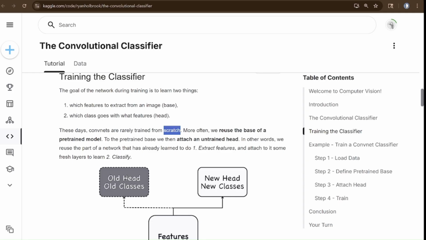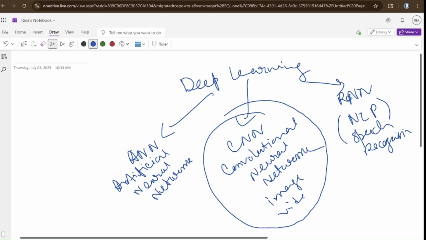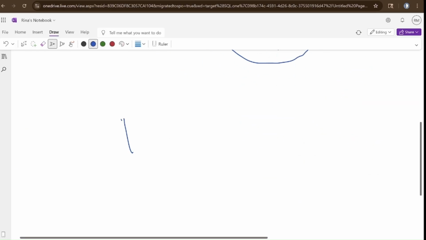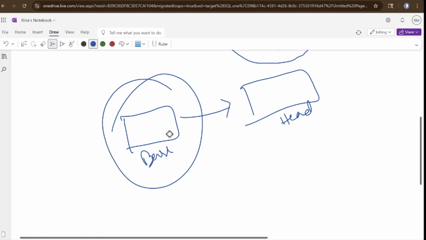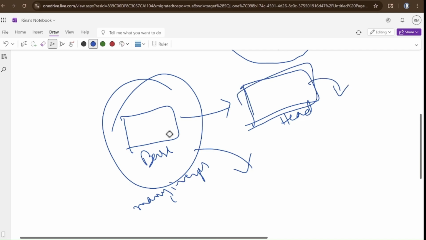Clear? So what we do, we reuse the base of a pre-trained model. To the pre-trained base, we attach the untrained head. So clear? I just want to say that it has base, it has head. This is base, head. Now this base is already old. It has been trained on many images. So what we do? We simply import this. And this is the untrained part that we are going to create.